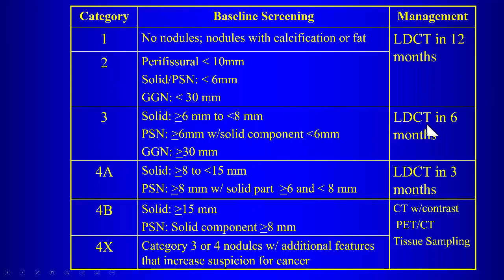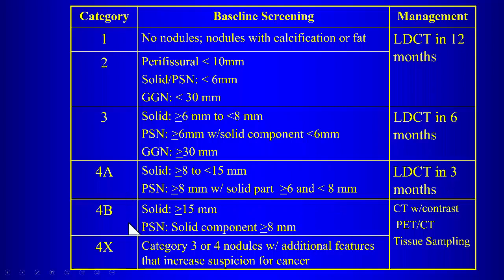A score of 3, well, now we're a little bit worried, but still probably benign. So there, we're talking about nodules between 6 and 8 millimeters. The follow-up there is 6 months. Once we get to a score of 4, now we're worried a little bit more about lung cancer, so the nodule itself is larger here. And then the follow-up here is 3 months, but there, you have other options also.